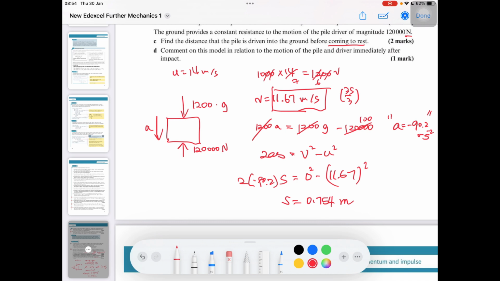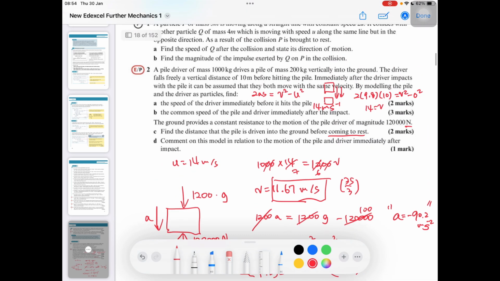Part D: the model assumes that they both move with the same velocity here. Here they call them particles, but actually when they meet and collide together, there is a bounce or rebound. But we assume that there is no such thing. So this may affect the real result.